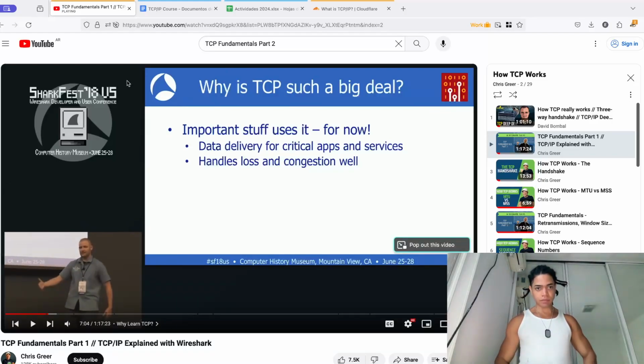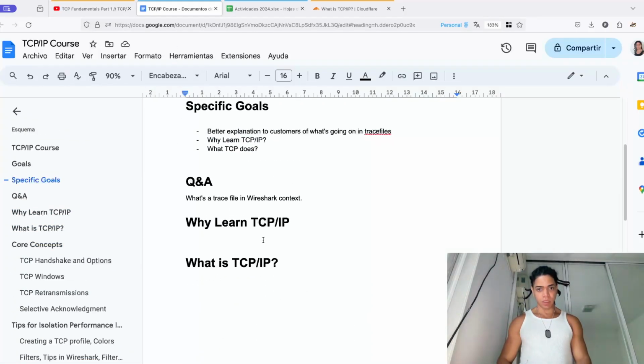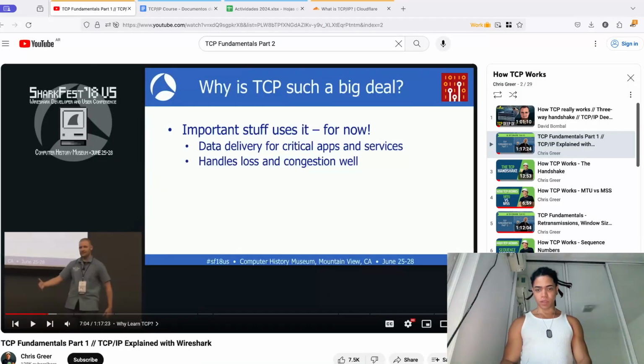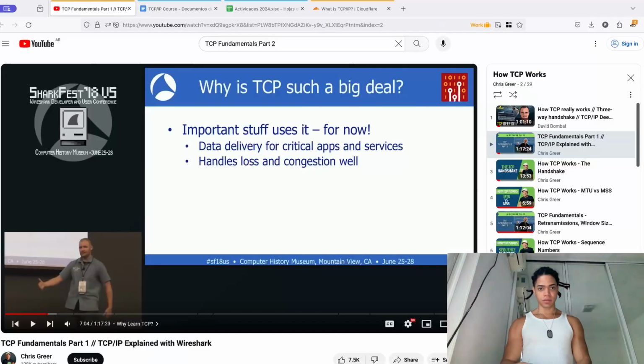Okay, so why TCP is a big deal? Important stuff uses it for now.